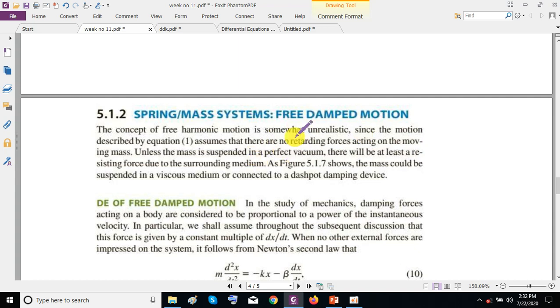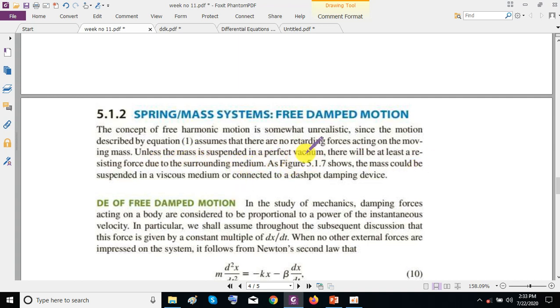Okay, so that's what we call free undamped motion. The concept of free undamped harmonic motion is somewhat unrealistic, since the motion described by equation 1 assumes that there are no retarding forces acting on the moving mass unless the mass is suspended in a perfect vacuum. Okay, for a free damped motion, there will be at least a resisting force due to the surrounding medium.